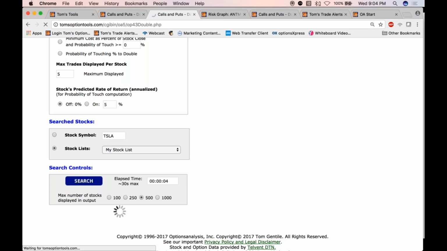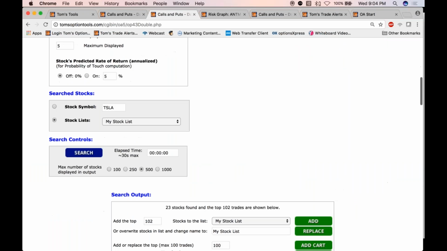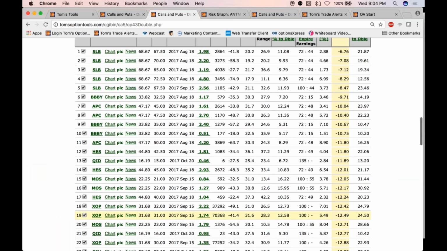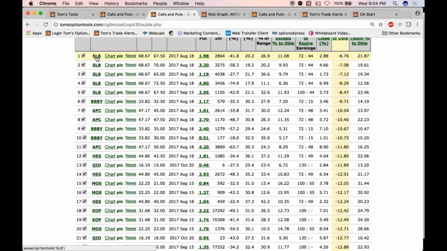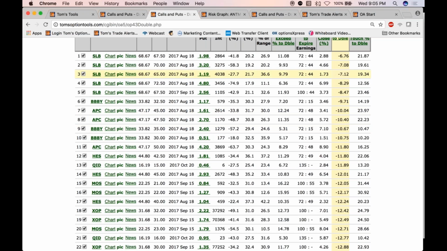At this point, we can come down and click on search. And within a few short seconds, there's 6 seconds, and we have results. And our results are Schlumberger and Bed Bath and Beyond. Let's look at Schlumberger for a moment. This one has the lowest percent to double. And so again, let's take a look at that pick. That's an ugly looking chart from $88 a share down to $68. Ugly. Let's take a look at the option for $1.98.